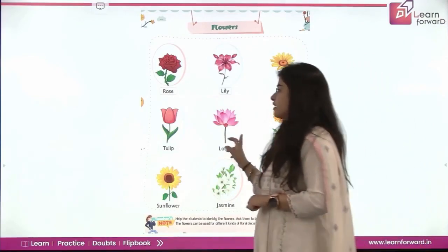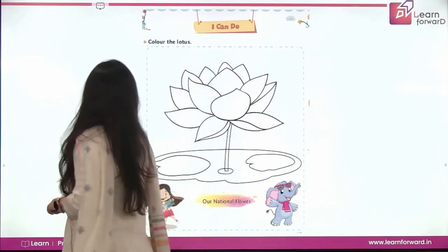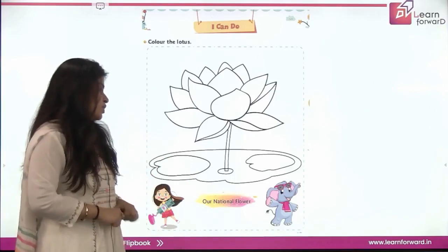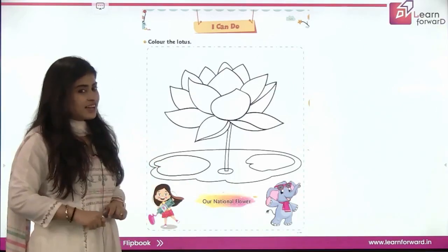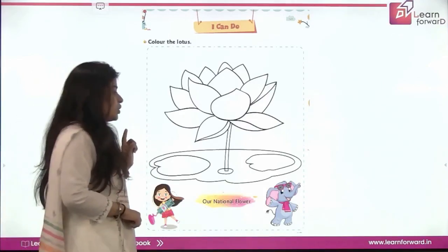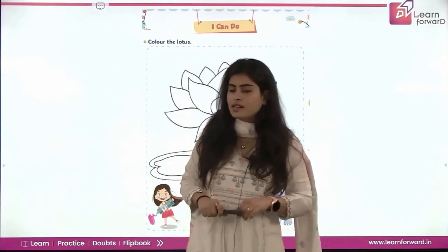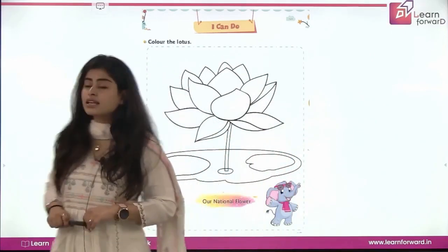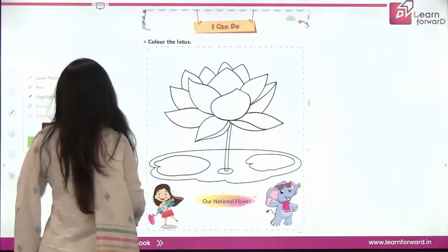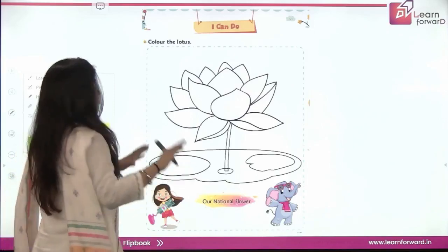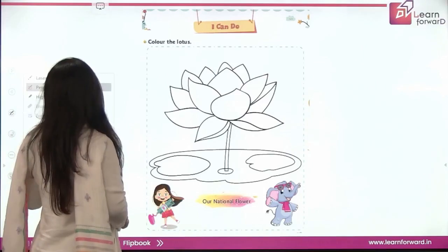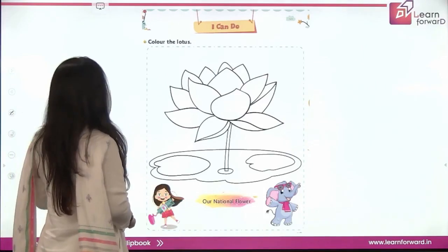Okay. Now next is color the lotus. We are going to color this lotus because lotus is our national flower. So tell me, lotus is pink in color. So let's find if I have pink color or not. Let me check. Okay. So I don't have a pink color. So I am going to use red color in the lotus.